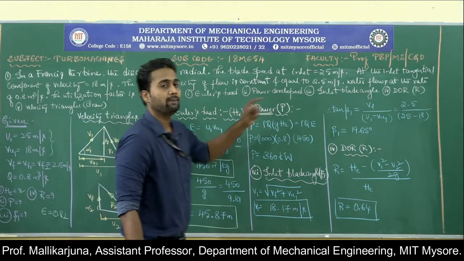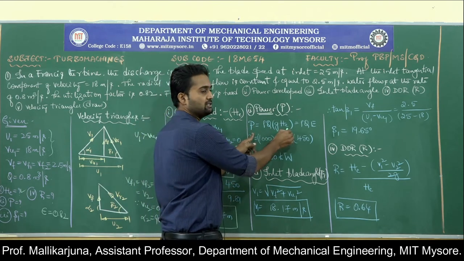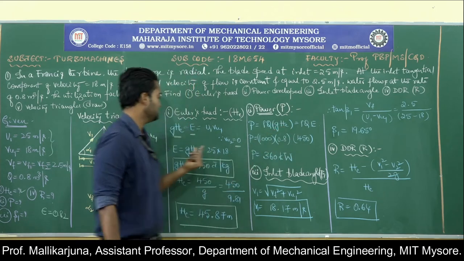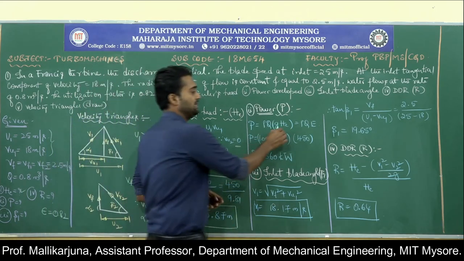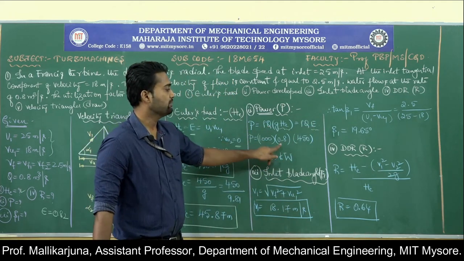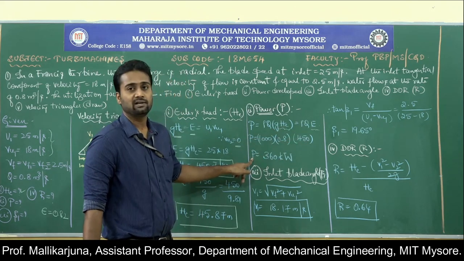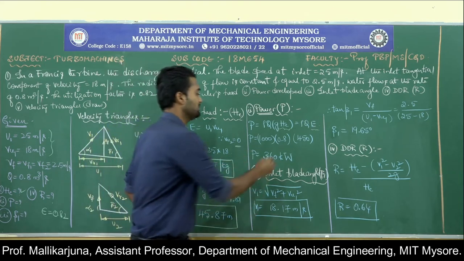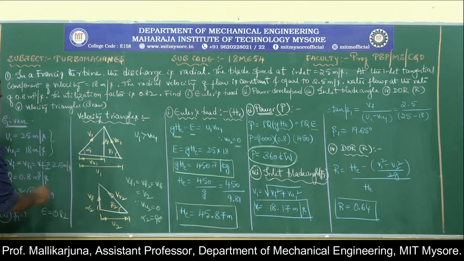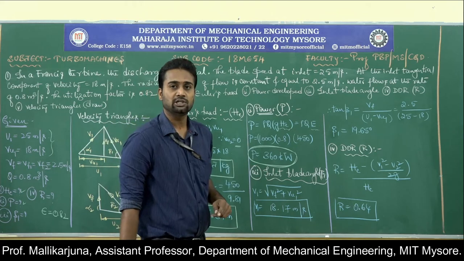Next, power generated by the turbine. We know power generation is given by rho Q g H. Since I am utilizing Euler's head, I will substitute g He. This g He is nothing but E, so I will replace g He by E. Now rho for the water is 1000, Q is 0.8, g He is 450. Power generated by the turbine becomes 360 kilowatts. So that is the second unknown we were about to find. Power generated by the turbine is 360 kilowatts.